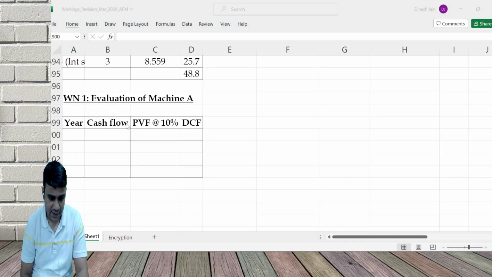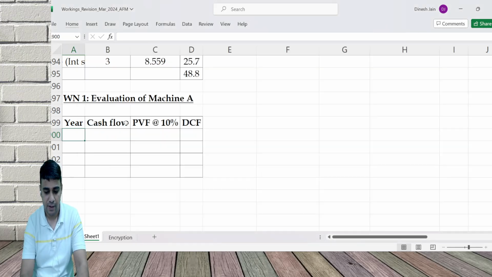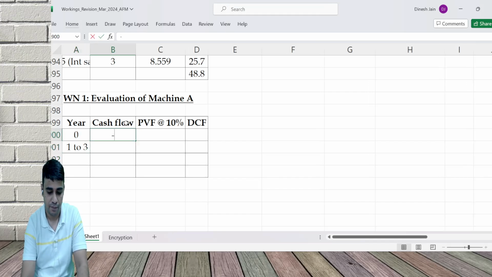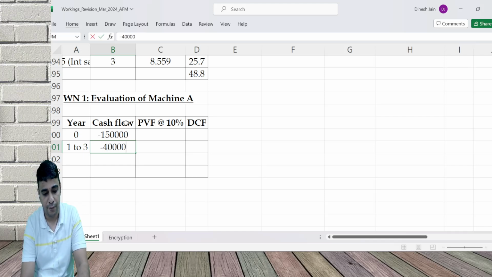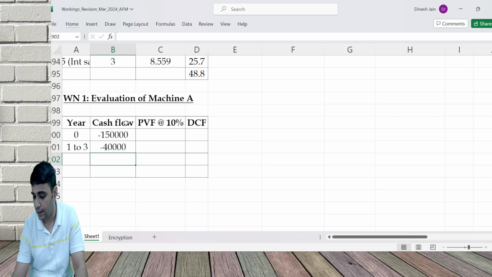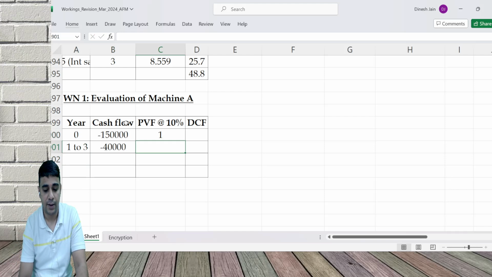How many years is the life of the machine? Year 0, then 1 to 3. What's the initial outflow? Negative 150,000. For years 1 to 3, what is the outflow? Negative 40,000. In the answer I've written positive, don't worry about it. Tell me the 3-year annuity factor.